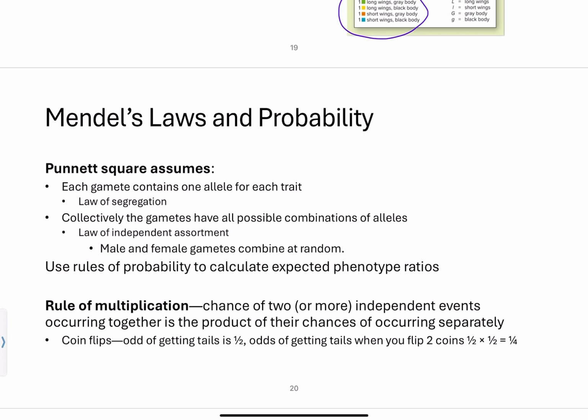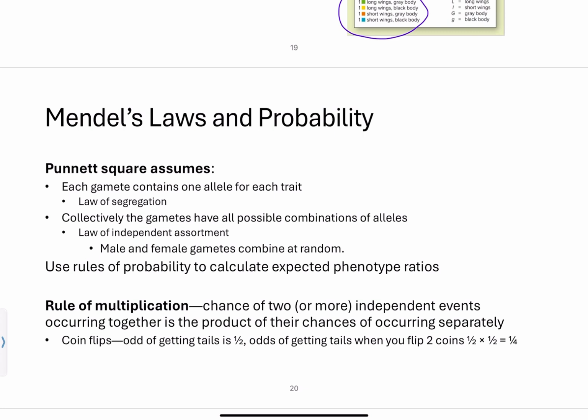One is we're assuming that each gamete, again our sperm or egg, contains just one allele per gene. We also assume that all combinations of alleles are possible across gametes, which brings in the law of independent assortment. And importantly, we assume that the male and female gametes combine randomly. So now we can talk about some probability math.